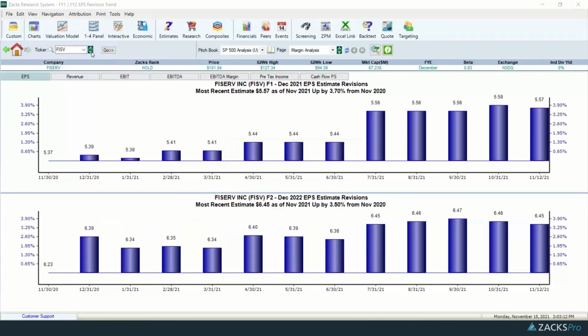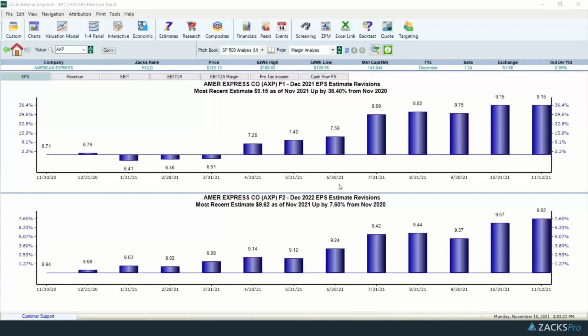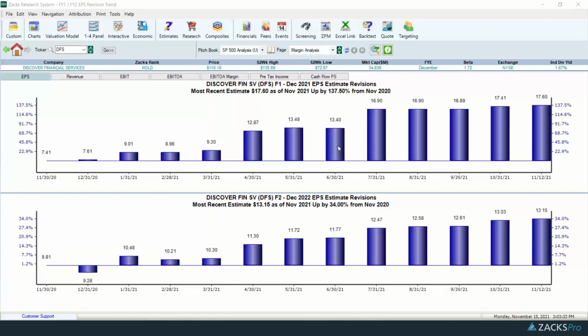So we see something similar when we go to Fiserv, right? It's only up 3.7% FY1, 3.5% for FY2, okay? American Express up a whopping 36% for F1, but look at the slowdown in revision history for FY2, right? We're only up 7.6%. Discover Financial Services is most impressive, and it's the one that's coming out of that deep cyclical trough. Remember, it's trading at one of the lowest valuations relative to American Express. There's really only 2 in that credit card issuer space, 137.5 versus 34%.